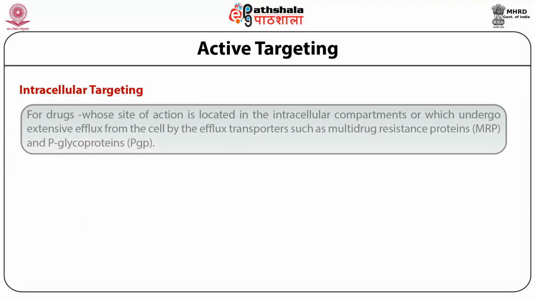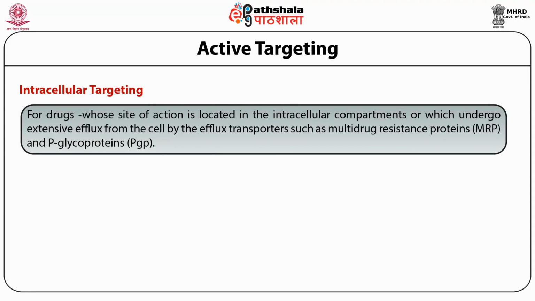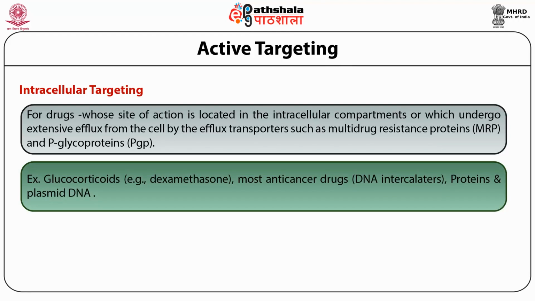Intracellular targeting is when you are delivering the drug within the cells. What happens many times is that the drug, although it may be going inside the cell, could get effluxed out of the cell via multi-drug resistant proteins or P-glycoprotein, which are the efflux transporters, and that could lead to the resistance to many drugs like glucocorticoids, anti-cancer drugs, etc. So in that case, you need the intracellular targeting and the silencing of these efflux transporters.